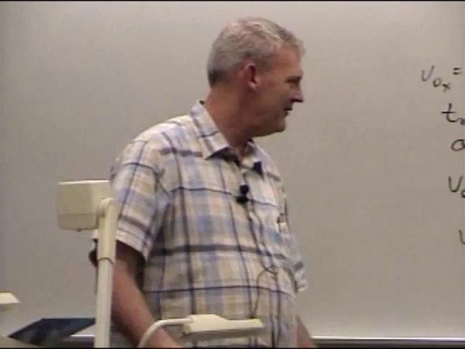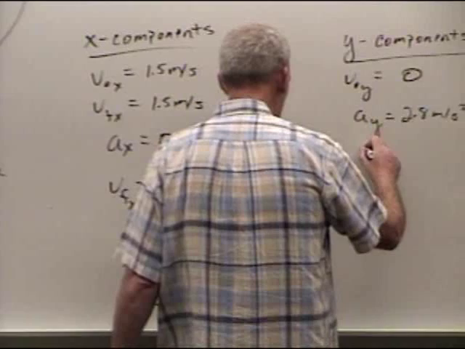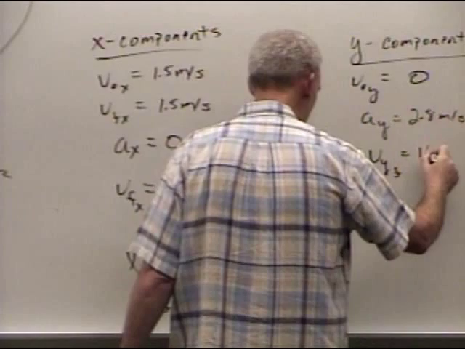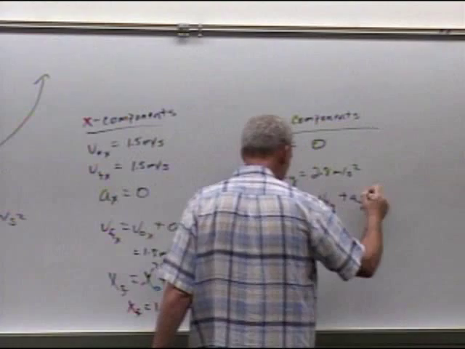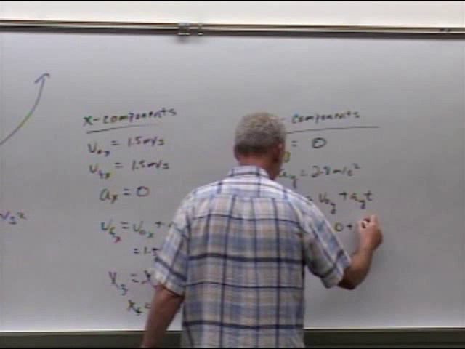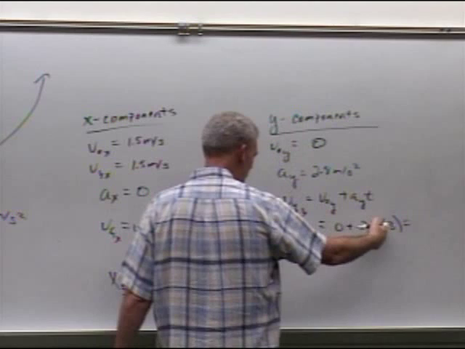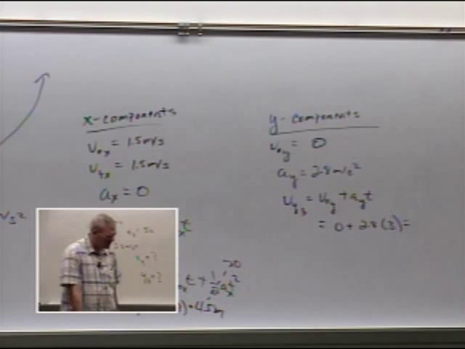Now, let's find v y, the final velocity in the y direction. So v y final will equal v naught in the y direction plus a y times t. They gave us the 3 seconds. So this will equal 0 plus 2.8 times 3, which is meters per second squared times seconds. So 8.4 meters per second.